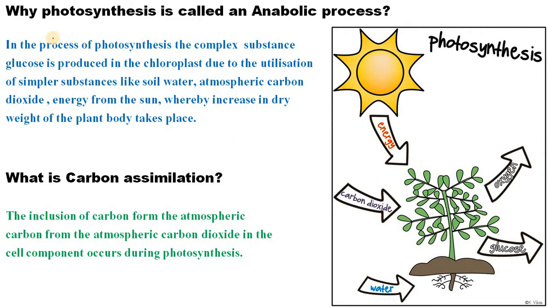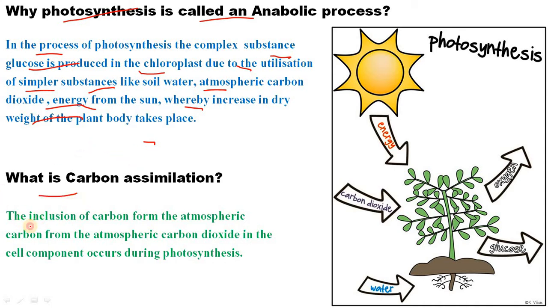Now, why is photosynthesis called an anabolic process? The metabolic process by means of which an increase in dry weight of the body of the living organism occurs is called the anabolic process. In the process of photosynthesis, the complex substance glucose is produced in the chloroplast due to the utilization of simpler substances like soil water, atmospheric carbon dioxide, and energy of the sun, whereby an increase in the dry weight of the plant body takes place. Hence, photosynthesis is regarded as the anabolic process.